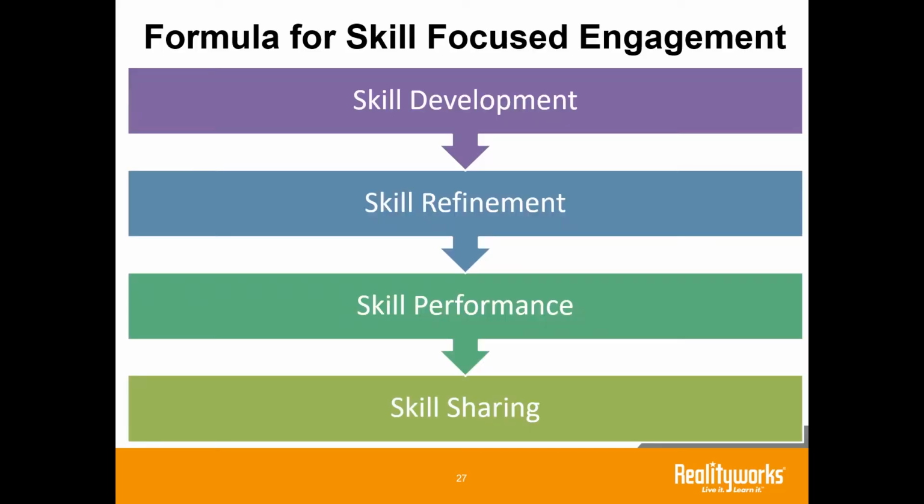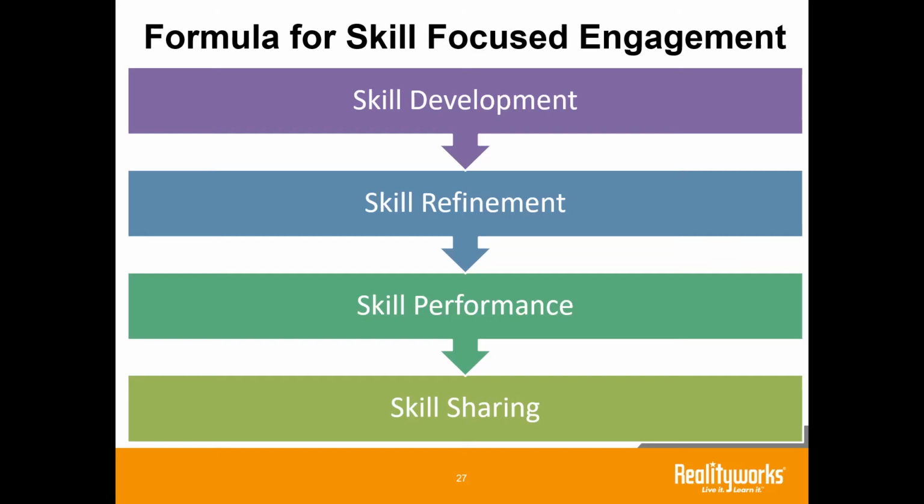Now, how we look at this, we have a formula that we call skill-focused engagement. And the way this formula works is it starts with focusing on skill development. Once you have a good base knowledge of understanding of the animal or the concept or the process, we then go into skill refinement.